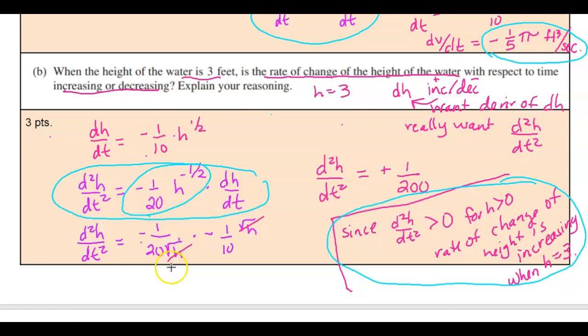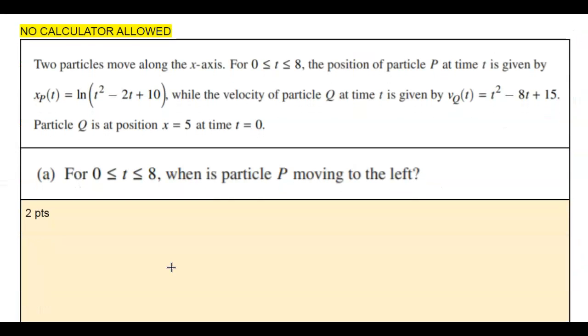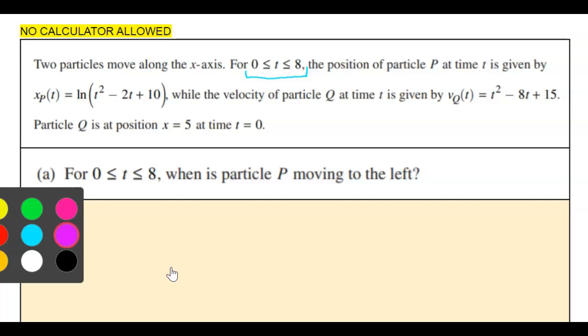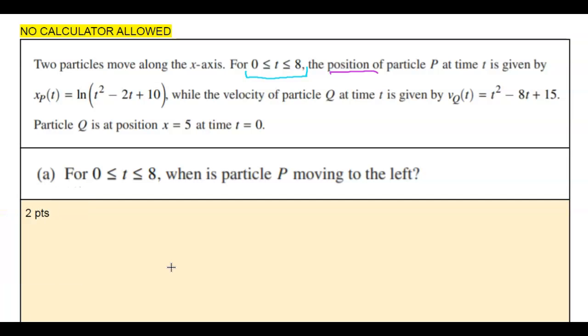Let's go to the next question, which is about motion. So this one, once again, would be no calculators allowed. So we've got a domain restriction from 0 to 8. The position, so this is my original function, is a natural log, and this is velocity. So this is my derivative, velocity.